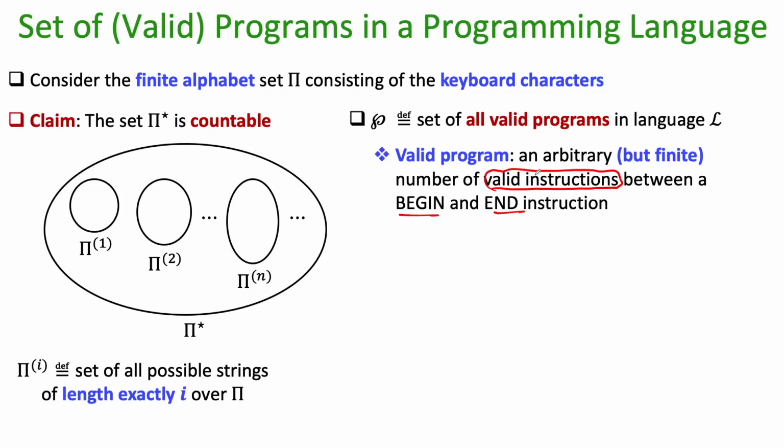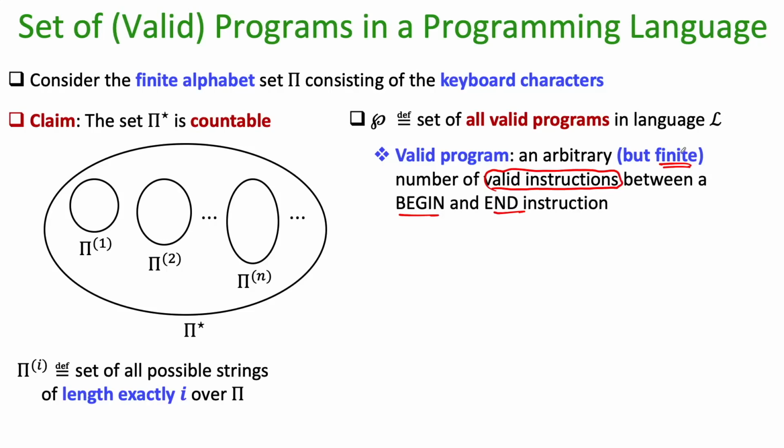Valid instructions in the sense that when you compile the program, you don't get any error, you get some output. Okay, how many instructions can you have between the begin and end? Well, that can be arbitrarily large, but it will be finite, right? It won't be the case that you have an infinite number of steps between the begin and the end instruction.